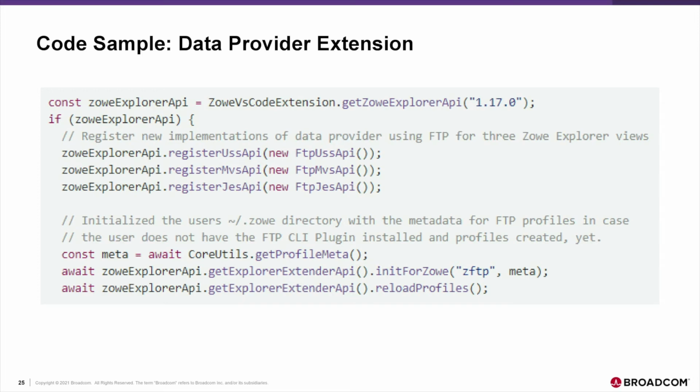And the last thing that I want to highlight in this slide is again the init for Zowe, which uses Zowe Explorer Extender APIs to make sure that the user does not need to have the FTP CLI plugin installed. And it can also use the reload profiles to load the FTP profiles in the Zowe Explorer tree.